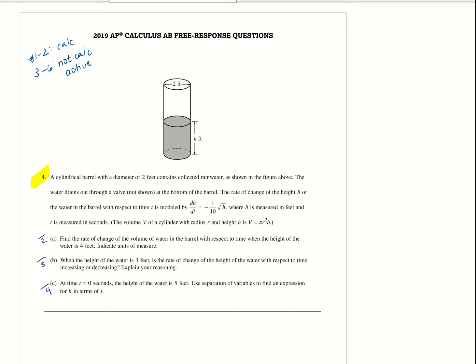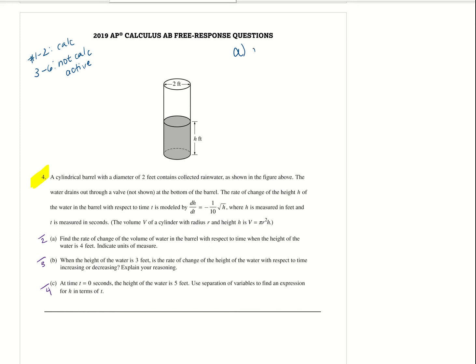All right, part A. Find the rate of change of the volume of water in the barrel with respect to time when the height of the water is 4 feet and indicate units of measure. In starting this one, this is a related rate problem. What I'm going to do is go through the given information one more time, write down all of the information, and then I'll jump into part A.